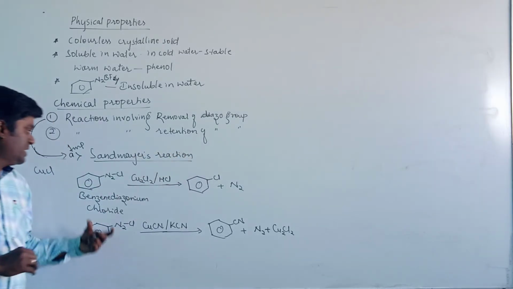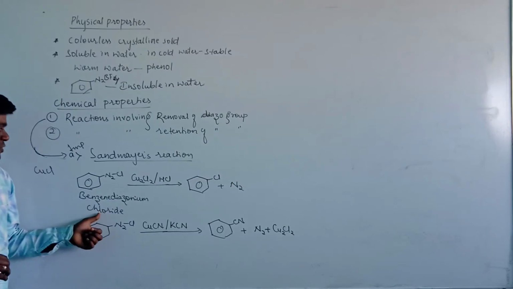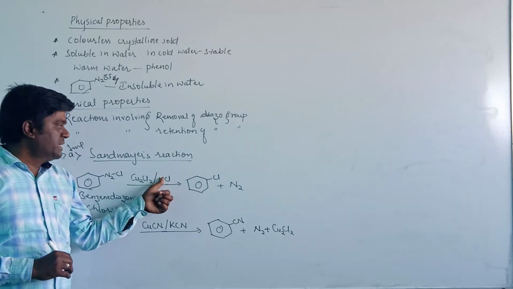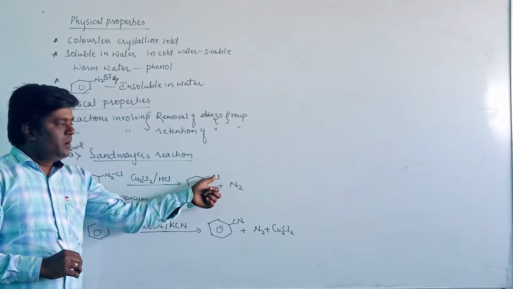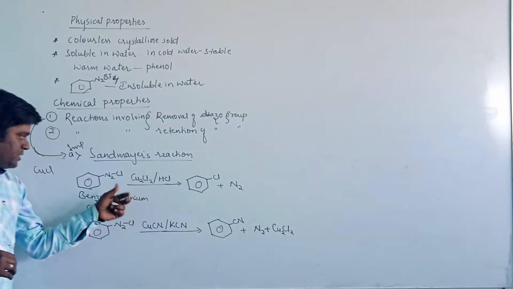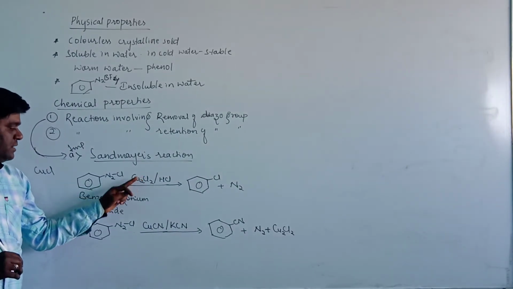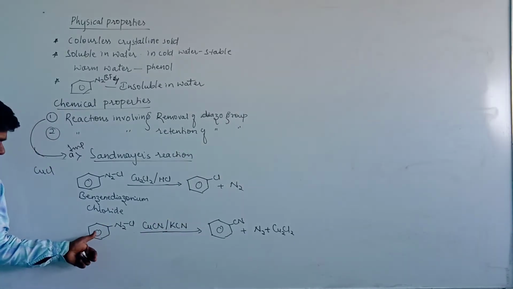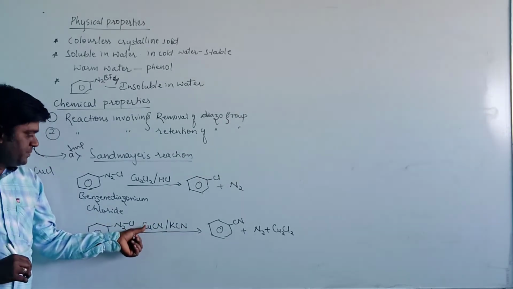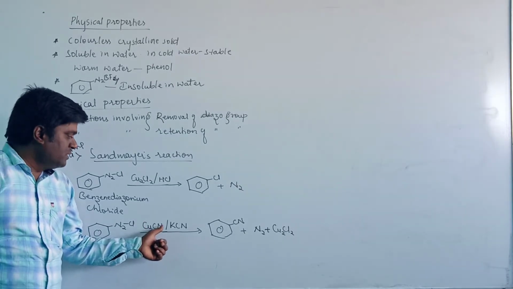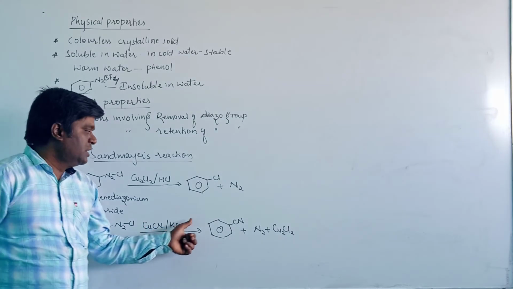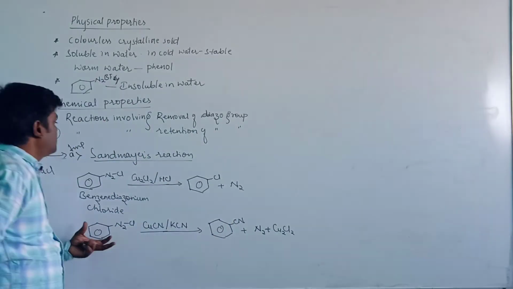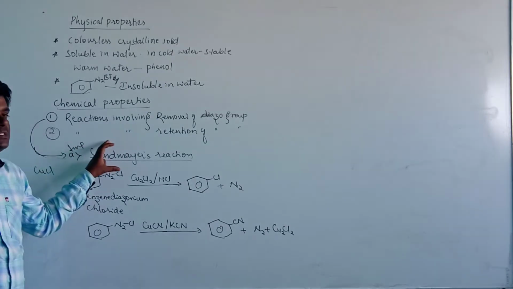Once again I will repeat the reactions. When benzene diazonium chloride reacts with cuprous chloride in hydrochloric acid, it gives chlorobenzene. Or in place of cuprous chloride, we can take cuprous cyanide in potassium cyanide. When benzene diazonium chloride reacts with cuprous cyanide in potassium cyanide, it gives cyanobenzene. These two reactions are known as Sandmeyer reactions.